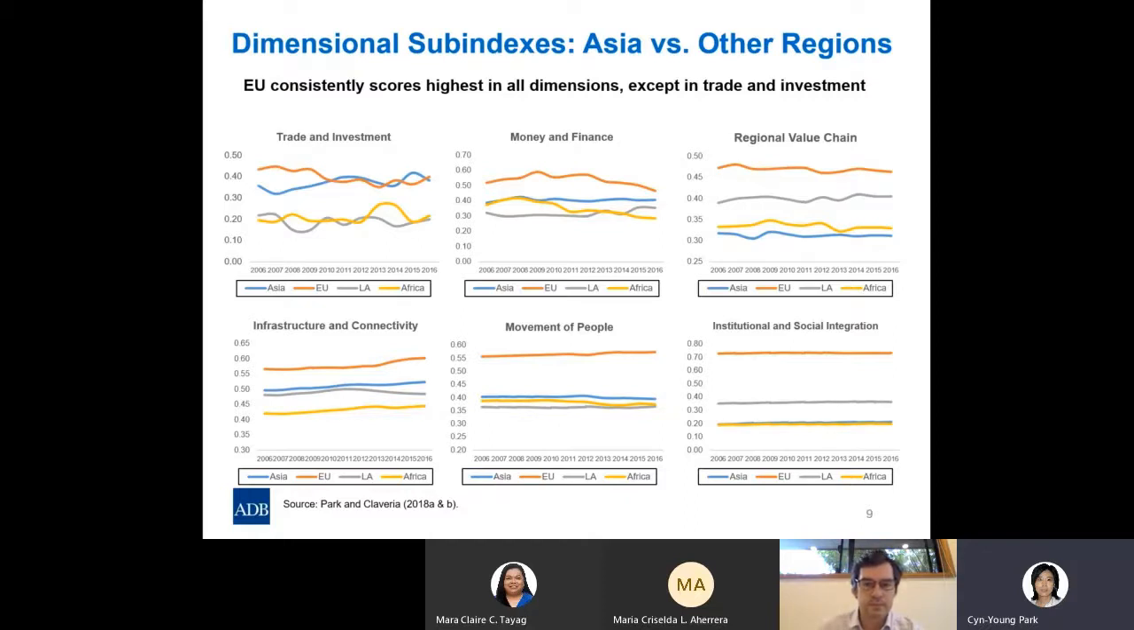So this actually shows the sub-indexes for the 6 dimensions. As already discussed, in all 6 dimensions the EU outperforms other regions in terms of regional integration. But Asia actually performs quite comparatively well in trade and investment, even against the EU, and it also performs quite well in other measures such as infrastructure connectivity and also the movement of people.